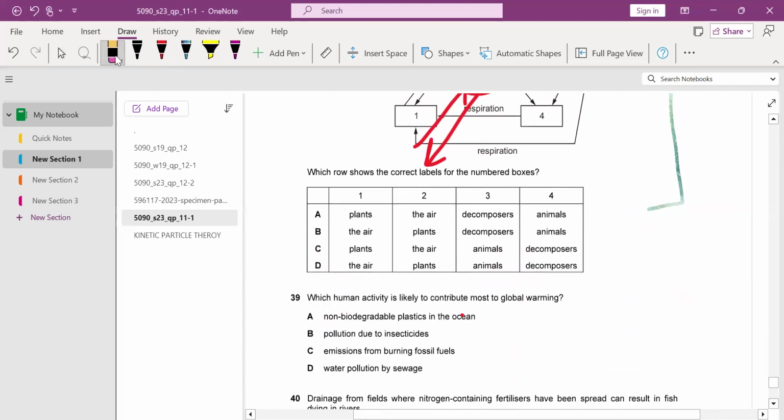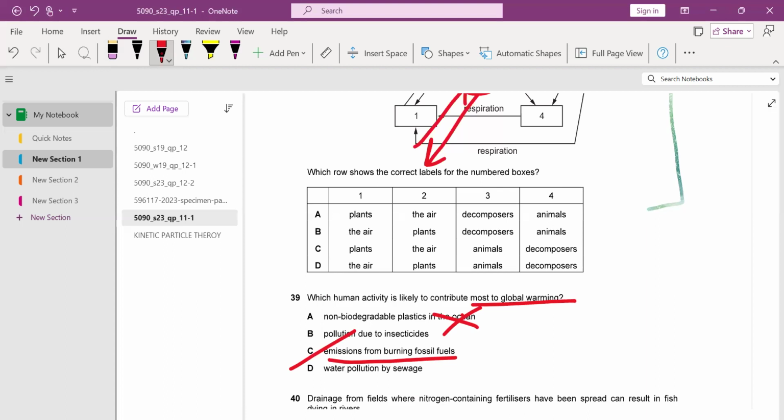Which human activity is likely to contribute most to global warming? First is non-degradable plastic in the ocean. No. Second is pollution due to insecticides. No. Emission of carbon, the burning of fossil fuels. Yes. So this is an activity that contributes to global warming. Option C is correct for question number 39. Then question number 40.